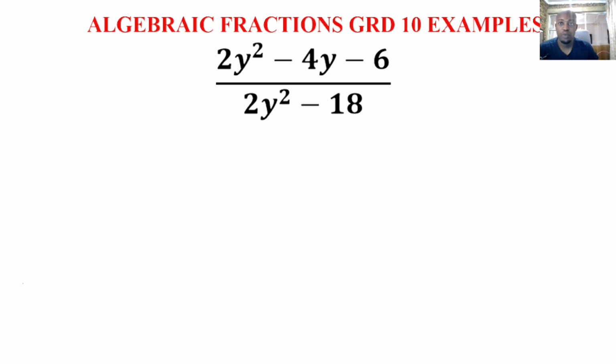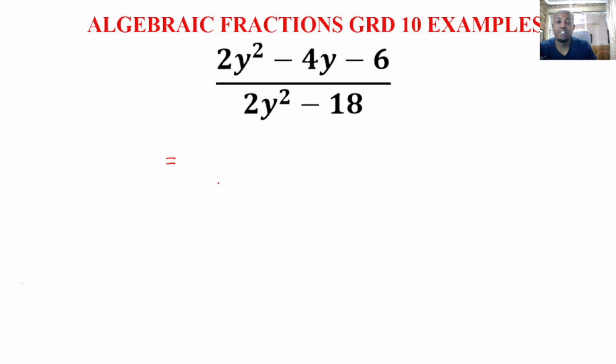Today, let's have a look at today's example on algebra functions, grade 10. We are looking at 2y squared minus 4y minus 6 all over 2y squared minus 18. Right. Okay. So now, if you come here, you see that this is a trinomial at the top. This is how you would deal with this equation.